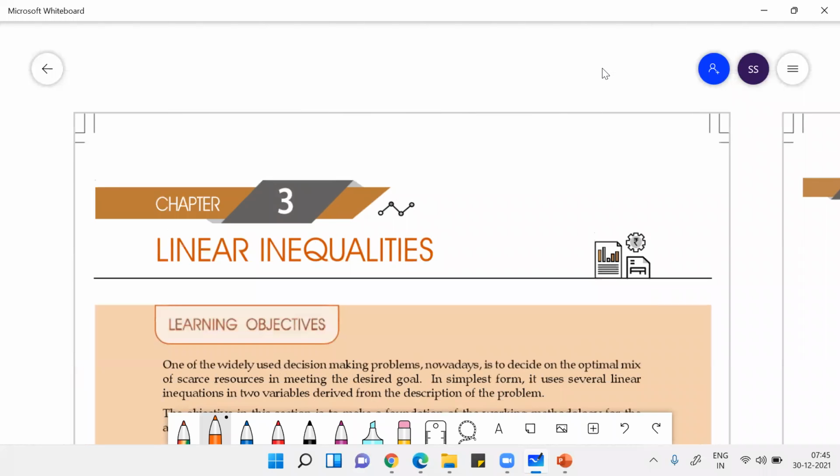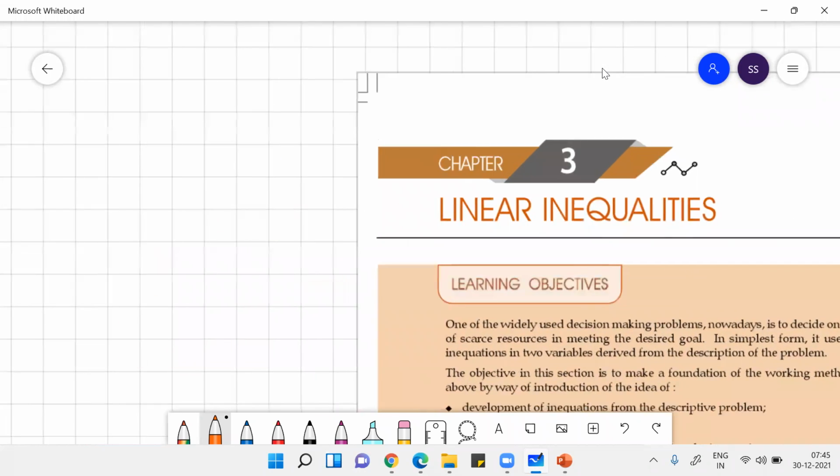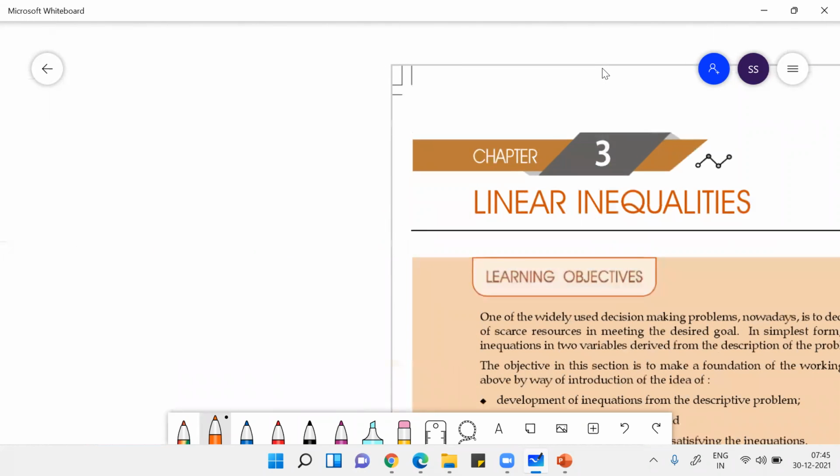So, welcome everyone. Now we'll do a new chapter in mathematics called linear inequalities. To understand this topic, linear inequality, you need to understand a subject called operation research. You will study this subject primarily in statistics and mathematics in class 12, or gradually at the postgraduation level, again in MBA or MCOM.